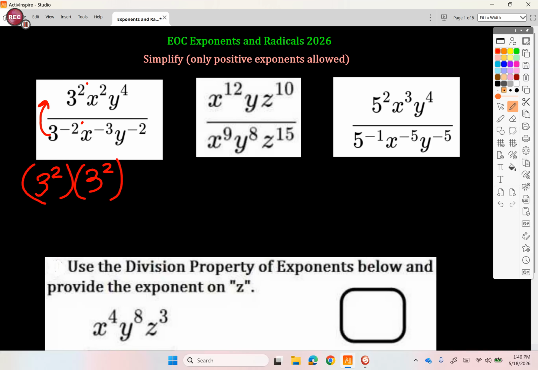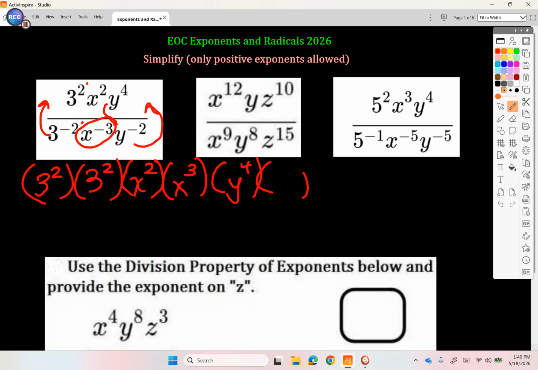Now we have x to the second power here, and the bottom one, if I move it up, it'll turn to positive x to the third. And now same thing here, y to the fourth is still on top over there, but we're going to move the bottom one to the top, and that -2 exponent will turn to a +2 exponent. Now we just have to simplify this.